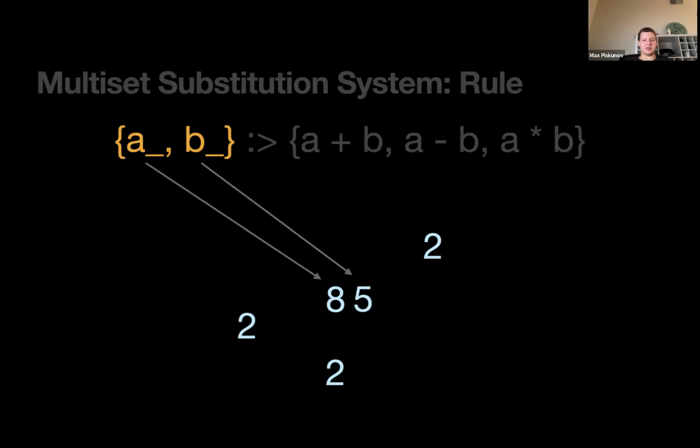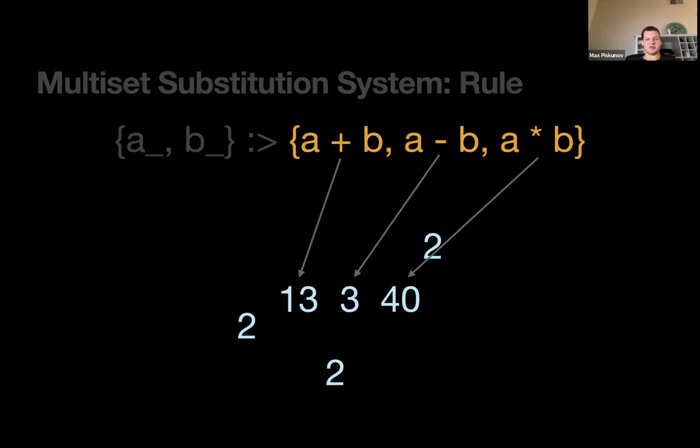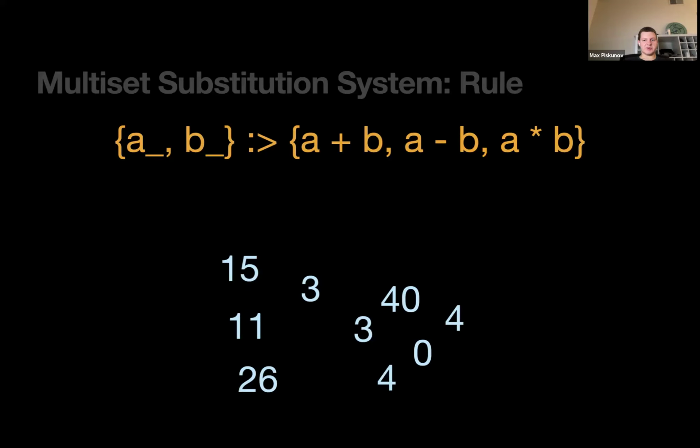For example, we can match 8 and 5. And 8 and 5 is just an example. Of course, you can match any of the 10 pairs of numbers here, and that is related to non-determinism that I'm going to talk about later. But as an example, let's say we match 8 and 5, and then we can apply the rule and get 13, which is the sum, 3 and 40. And we can then keep applying the rule and get the evaluation of the system.